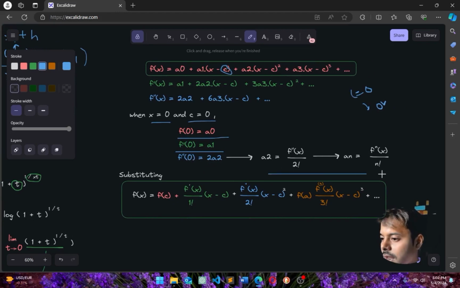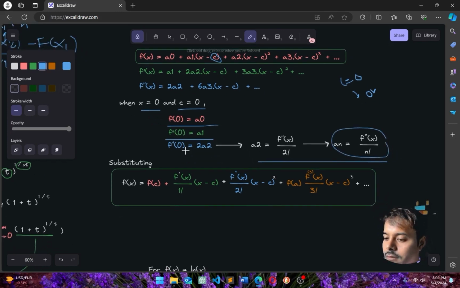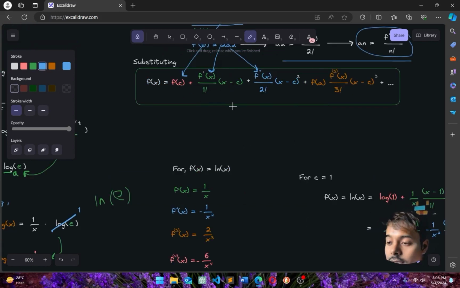After generalizing the value here, and substituting the value of the derivatives, the values of the coefficients a1, a2, a3, we get this. This a0 is this, and this a1 equals this, and this a2 equals this. So this is how we get the Taylor expansion. We now know how the Taylor expansion is derived from the power rule.